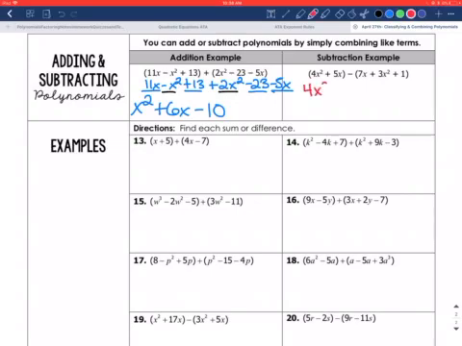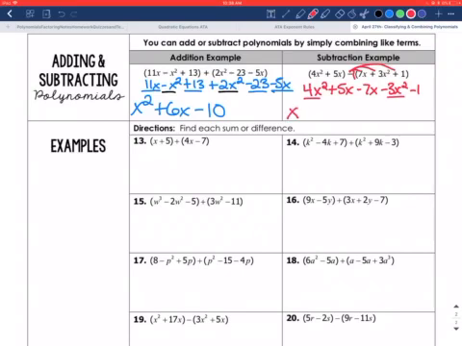Now, the subtraction is a little different. The first one, we are going to just drop the parentheses. For the second one, that's like a negative 1. And you know that anytime you have something like that in front of it, you have to distribute. So it's like we're multiplying a negative 1 to these. And all that does is just change the signs. If it's positive, it becomes negative. If it's negative, it becomes positive.